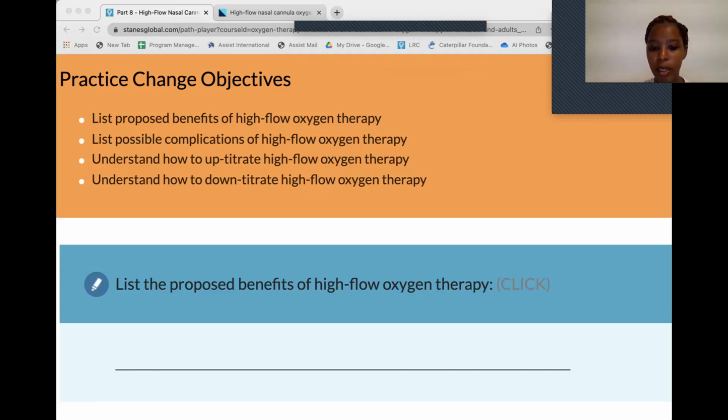So in general, we'll say it improves alveolar ventilation and it decreases dead space. True. Okay, so I think you're getting it. Let me just go through some of the benefits.